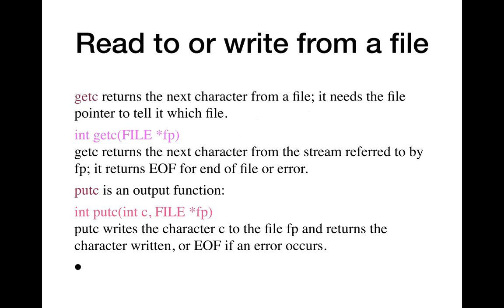So once my fopen is done, now my file pointer is perfect, so I can access my file. Now I can use getc or putc. getc will return the next character from a file. The syntax here is int getc(FILE *fp). So getc will get the character from a file, and this file pointer will tell from which file. If it is end of file, it returns EOF.